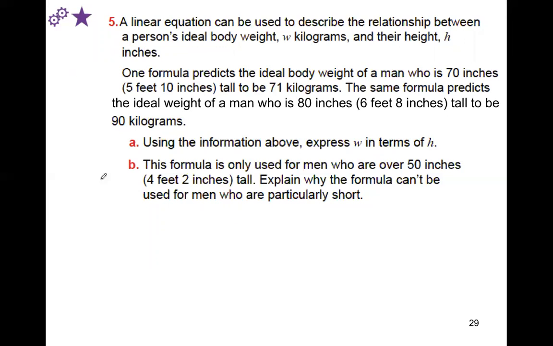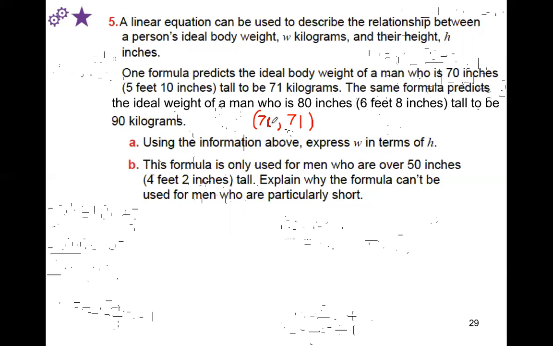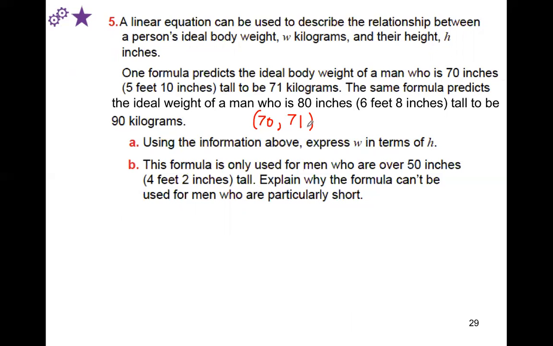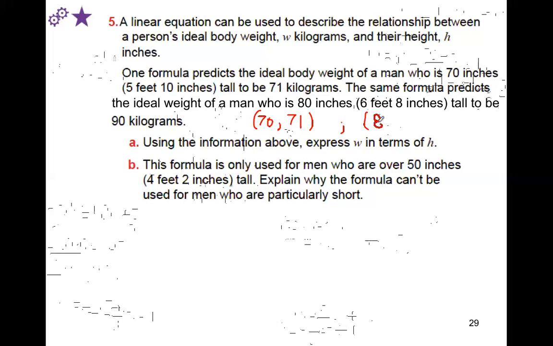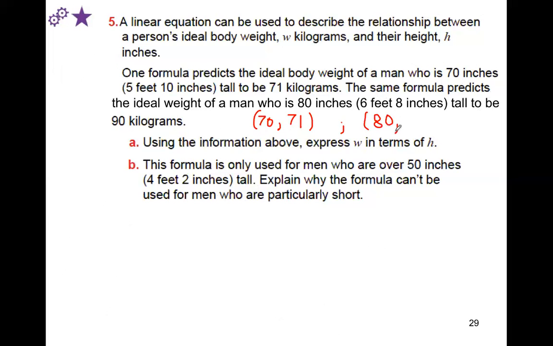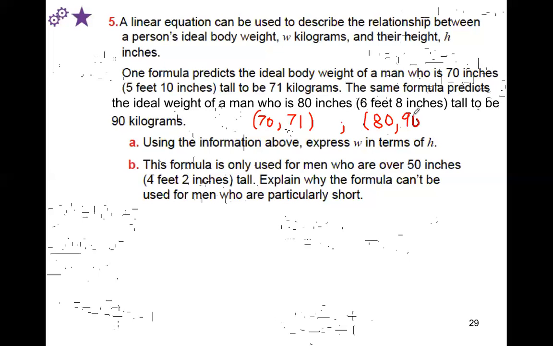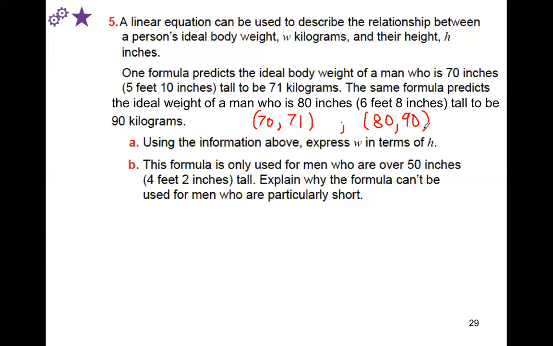If you were to express that as X and Y, the points I'm going to use are 71 kilograms and 70 inches. So 70 and 71 is my first point. The next point is 80 inches for X, and for coordinate Y, you weigh 90 kilograms. So I've got 2 points. I've been asked now to write this as W equals F of H.